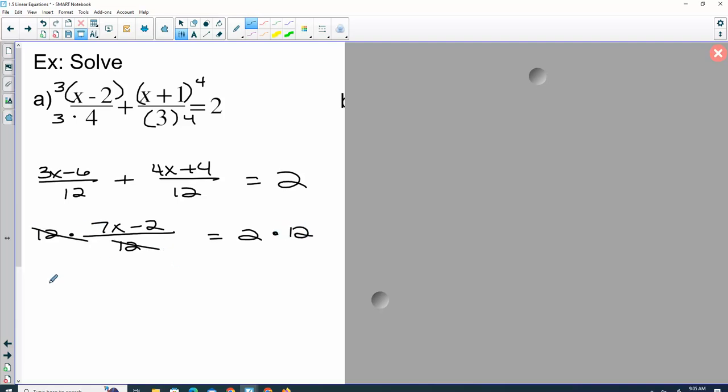So if we multiply by 12 on each side, 7x minus 2 equals 24. Add my 2 and divide. I typically want fractions, not decimals. I want a fraction in lowest terms, but I don't want you to round a decimal. So I want the exact answer.